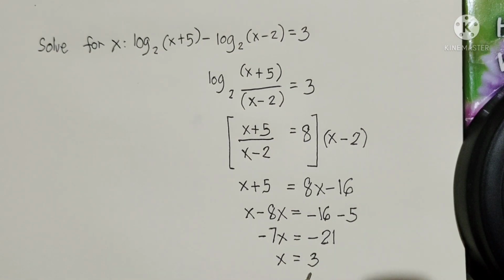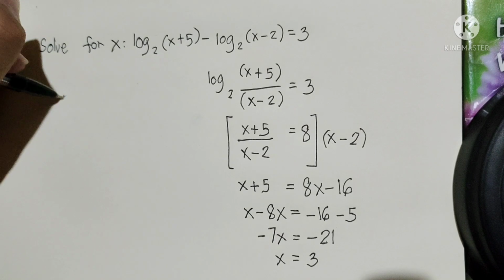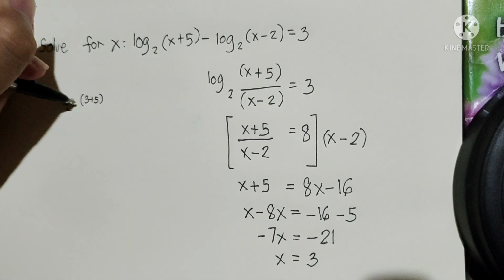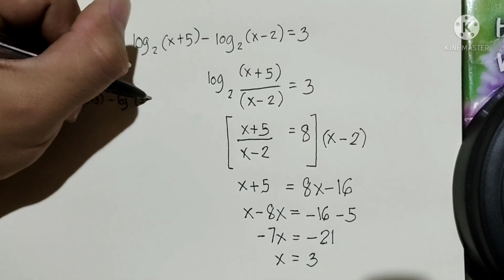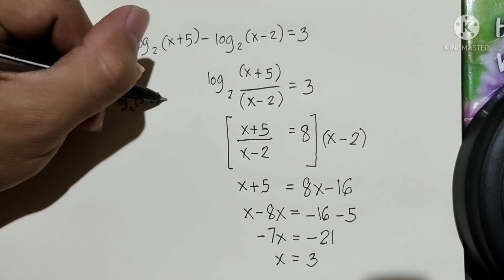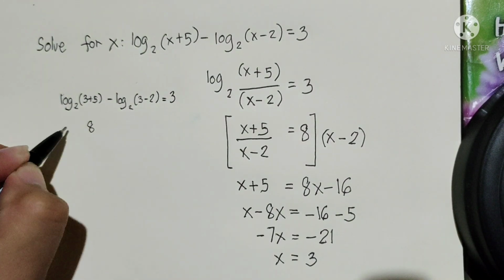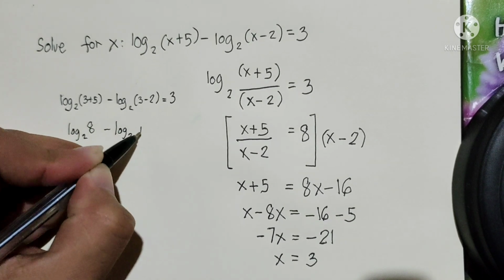We test our solved value. Baka naman kasi extraneous siya or hindi siya pwedeng gamitin. So, we try to plug in 3 to the x's sa ating equation. If we're going to do that, then magkakaroon tayo ng logarithm of 3 plus 5 to the base 2 minus the logarithm of 3 minus 2 to the base 2. And dapat mag-equal yan sa 3. 3 plus 5 is equal to 8, while 3 minus 2 is equal to 1.